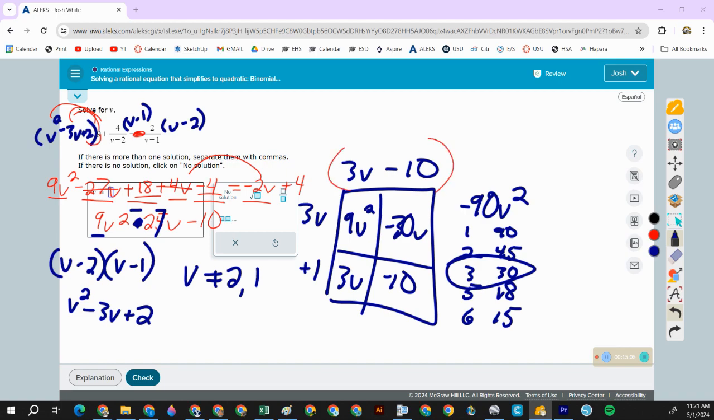So my factors are 3v minus 10 and 3v minus 1. The root there is going to be 10 over 3. And then 3v minus 1 will give me the root negative 1/3. And then we check, are either of those in the prohibited list? No. So those are the answers. All right, that's it. Get to work.